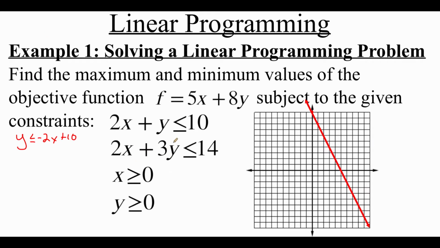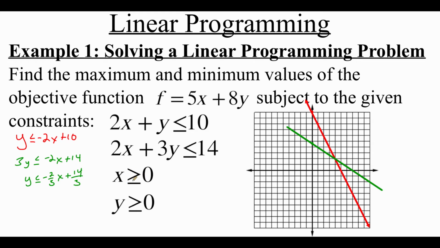For my next inequality, I want to get my y alone, so I'm going to start by subtracting that 2x over to the right-hand side. So I would have 3y is less than or equal to negative 2x plus 14, but then I'm going to divide everything by 3, so y is less than or equal to negative 2/3 x plus 14/3. Now this looks sort of like a y equals mx plus b equation with a b value of 14/3, so that's going to be 4 2/3, so just a little bit less than 5. And then we've got a slope of negative 2/3, so we're going to go down 2 spaces and over 3 spaces, down 2 spaces and over 3 spaces, and I'm going to draw in my line there.